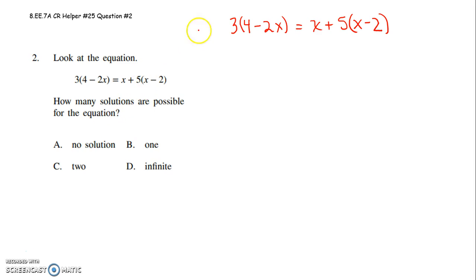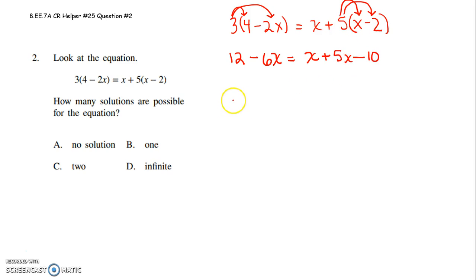Okay, the best thing you can do is just solve this equation. Distribute 3 through that set of parentheses. 3 times 4 is 12, minus 3 times 2x is 6x, equals, keep that x, keep your plus sign, distribute the 5. 5 times x is 5x. 5 times negative 2 is negative 10, or minus 10.